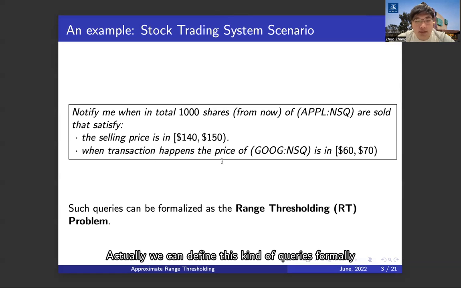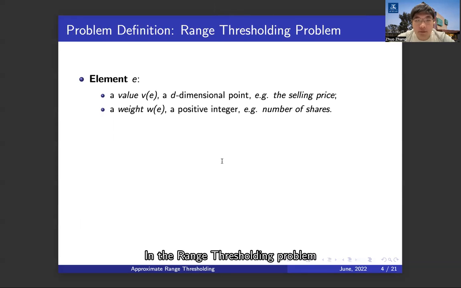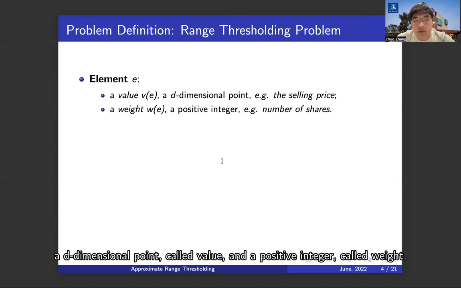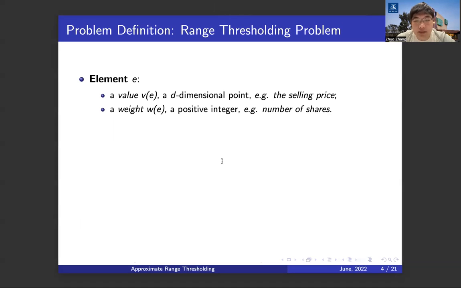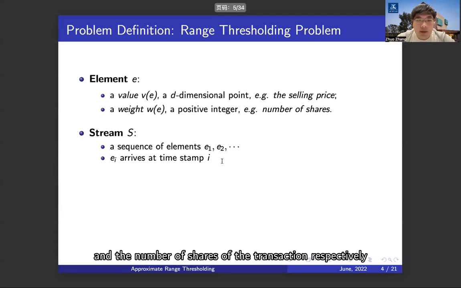Actually, we can define these kinds of queries formally as the range thresholding problem. In the range thresholding problem, each transaction record is formalized as an element. It consists of two fields, a d-dimensional point called value and a positive integer called weight. In our example, they correspond to the selling price and the number of shares of the transaction respectively. And we formalize the sequence of elements as a stream. In our problem, especially, we suppose that at each time step, only one element arrives.